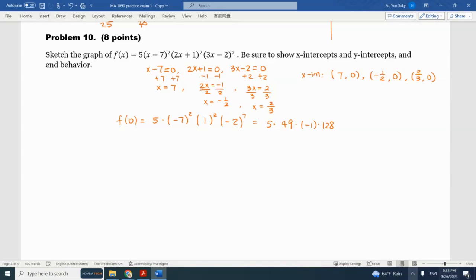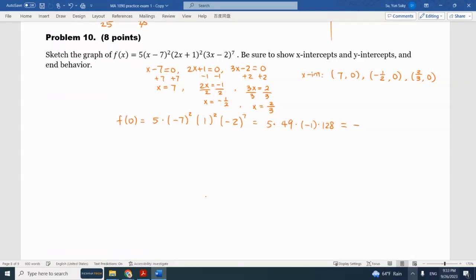So 2 squared, 4. 2 cubed, 8. 2 to the 4th, 16. 2 to the 5th, 32. 2 to the 6th, 64. 2 to the 7th, 128. 2 to the 8th, 256, right? Yeah, so you can keep going.